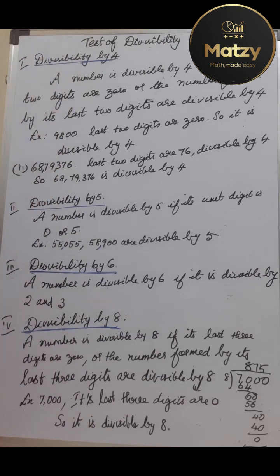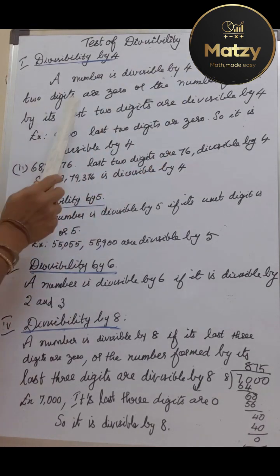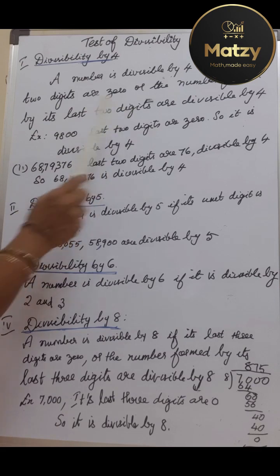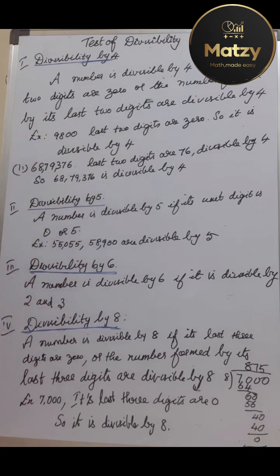A number is divisible by 4 if its last two digits are 0 or the number formed by its last two digits is divisible by 4. Say I am taking one example, 9800. Look here, the last two digits are 00. So it is divisible by 4.